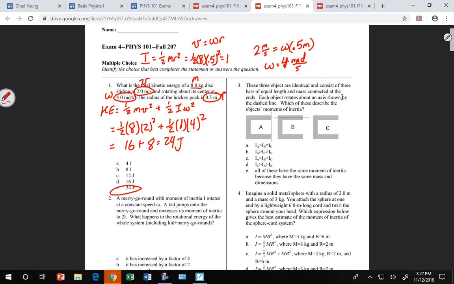Sometimes in problems, I don't ask for total kinetic energy, I ask for the rotational kinetic energy, where you're just doing this part, where you're just finding 1/2 I omega squared. Just be on the lookout. I'm not sure which I gave you. I don't even remember what question it was. Okay? I could do that, right?